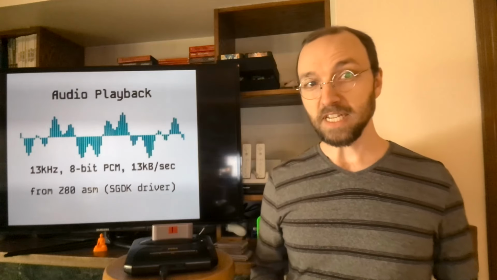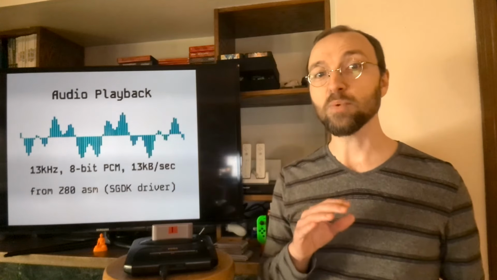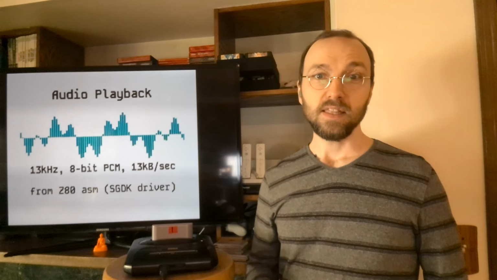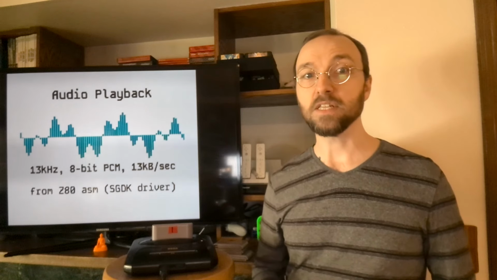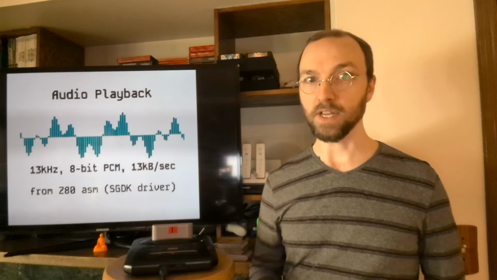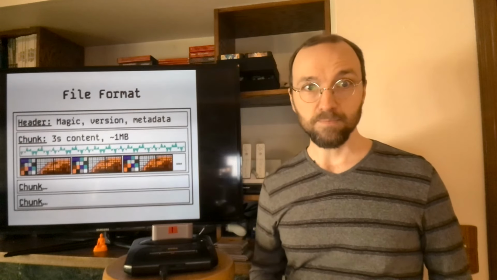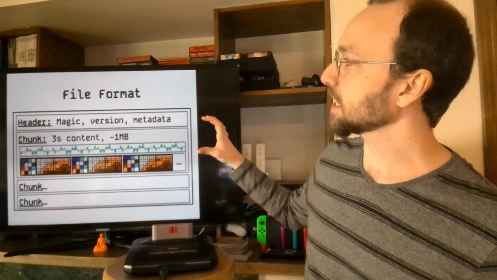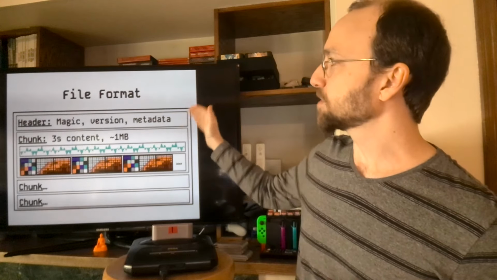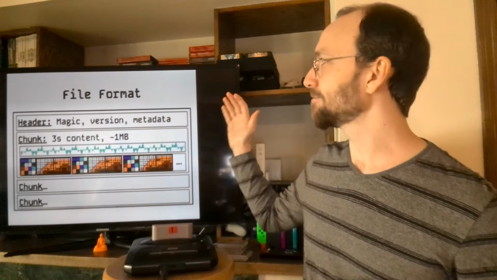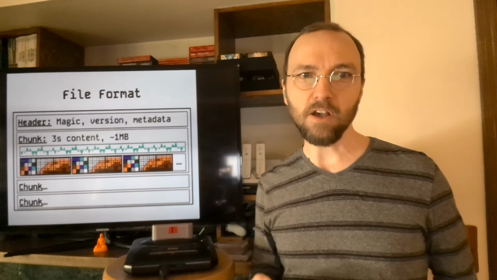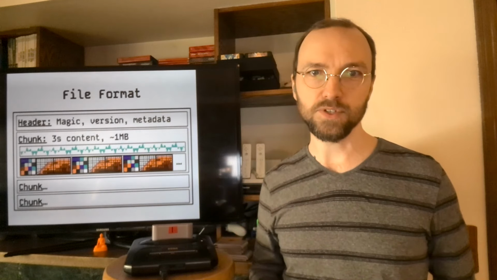Audio playback uses 13 kilohertz 8-bit PCM pushed from the Z80 coprocessor to the Yamaha sound chip using a driver that comes with SGDK. I did not write any assembly myself for this. The 8-bit limit comes from the sound chip, and the 13 kilohertz sample rate is the native rate of that particular audio driver. To wrap all of this up, I created a format that encodes everything into 3-second chunks, which is about 1 megabyte, and wraps it all up with headers with magic, version number, other metadata. Now, for a detailed look at the file format, you can check the format header in the source code.